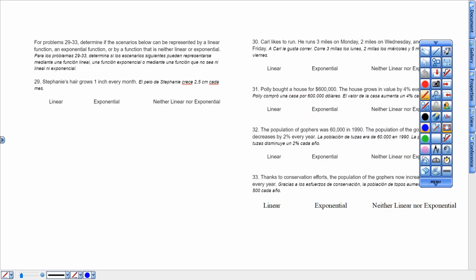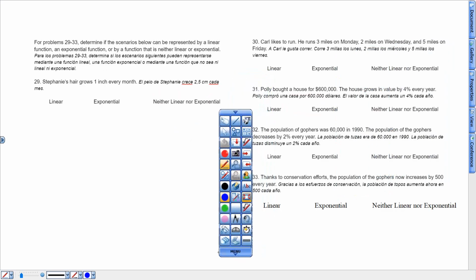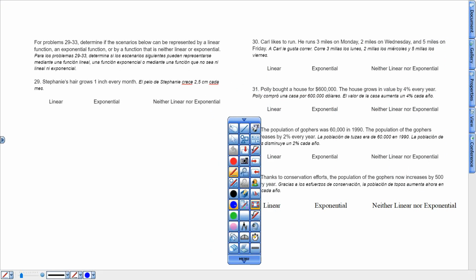This one, reading these and knowing what I'm looking at. So Stephanie's hair grows 1 inch every month. That's just adding by 1, adding by 1. That's going to be a straight line. That's going to be linear.